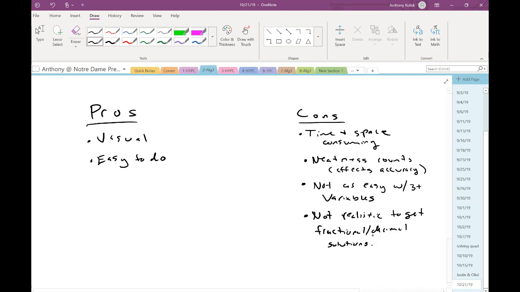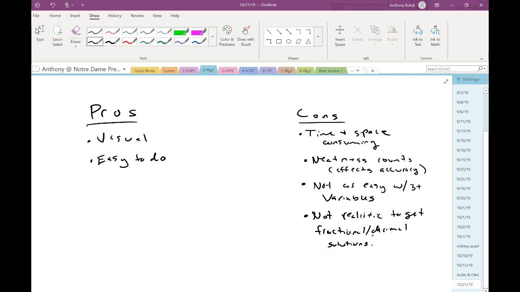It's realistic to get fractional or decimal answers or solutions. So if we compare these 2 lists, where do you think we land on for this method? Not that great. In fact, it is a method that realistically I would never choose to use. It's a nice starting point because it's visually very intuitive to see what's going on. But from a realistic standpoint, if we're actually going to try to solve a system, this is not the method I would use. It has a lot of drawbacks to it.